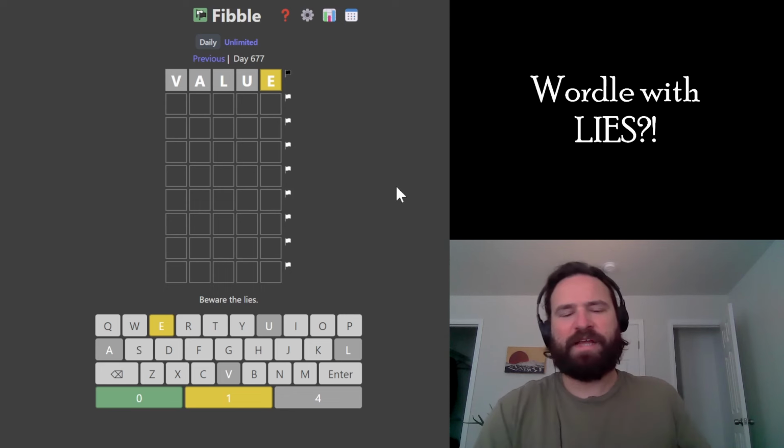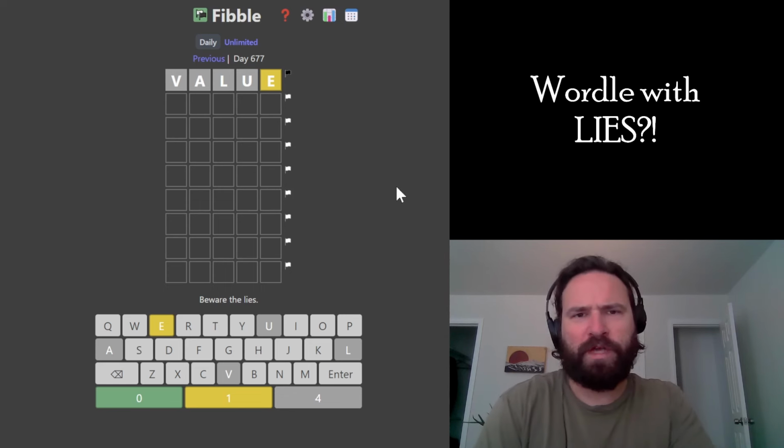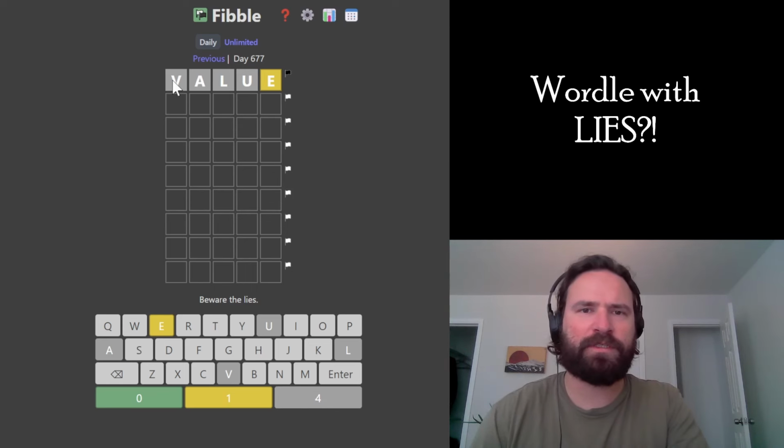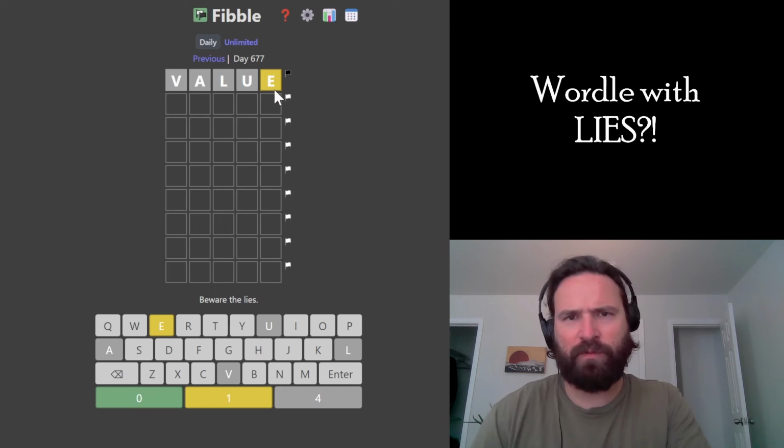All right, let's smash the daily Fibble. Fibble is the Wordle game where it lies to you once a line. So we know that there's one tile in this guess that is the wrong color. So it could be the E. We might not have an E in the word, or we could have one of these other letters.